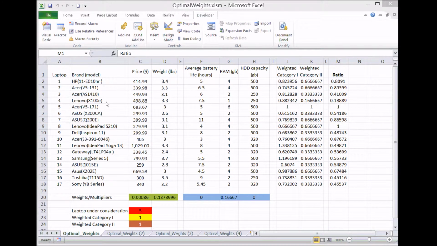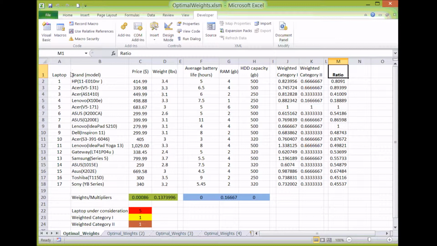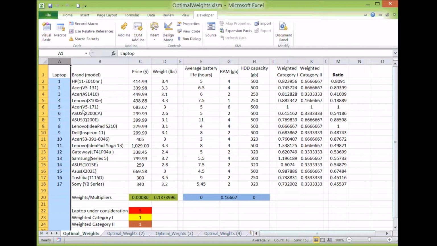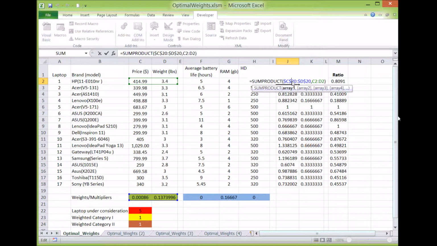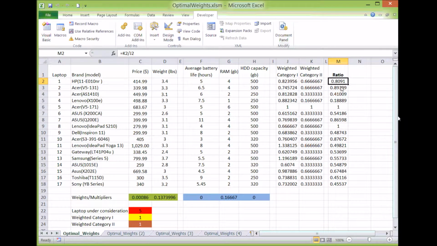Let us take a look at the very first Excel model we've built. I made a little change in this sheet by inserting a column that labeled each laptop as 1, 2, 3, 4, 5, just for the convenience of discussion. Of course, if I do that, the formulas are adjusted a little bit. This ratio is not the optimal one. It's just a ratio of category 2 divided by category 1 in our case.